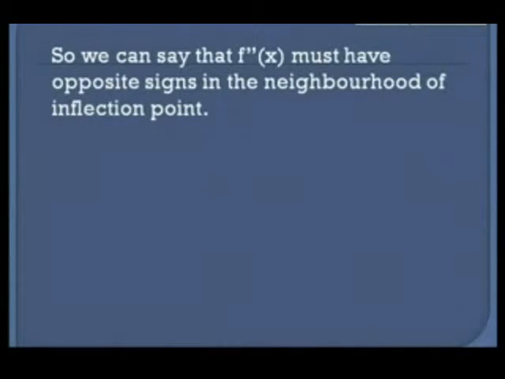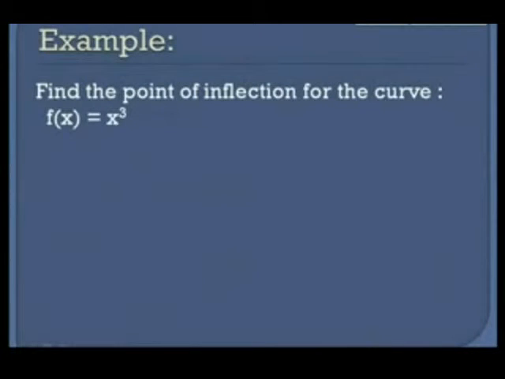So we say that f double dash x must have opposite signs in the neighborhood of the inflection point. That is, it is changing its nature. So f double dash x tells us the nature of the curve, that is, whether it is concave upwards or concave downwards. So if f double dash x changes its sign, then it means that the curve is changing its nature, and so either it is moving from concave upwards to concave downwards, or it is moving from concave downwards to concave upwards. Thus the important point is that in the neighborhood of the inflection point, f double dash x must have opposite signs. So let's try to see an example.